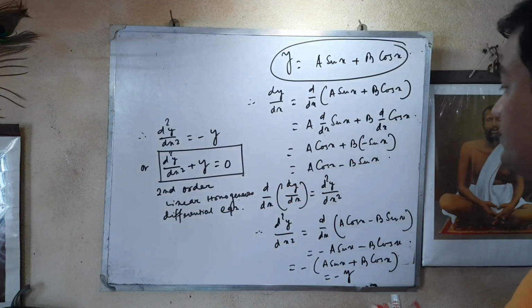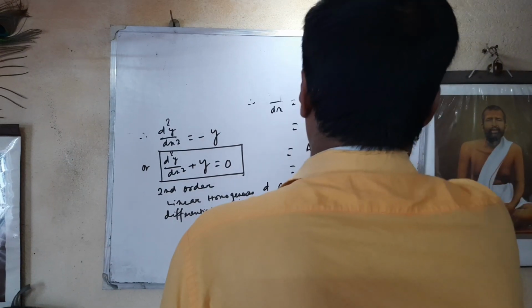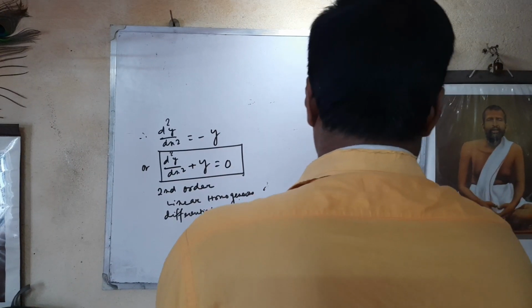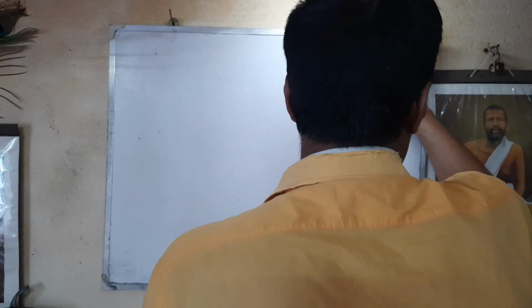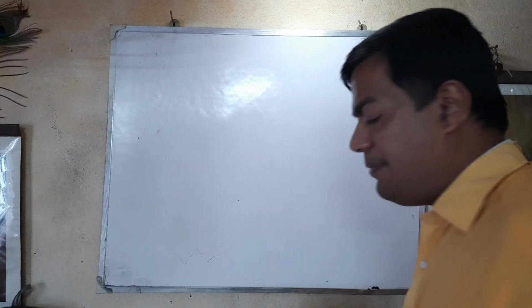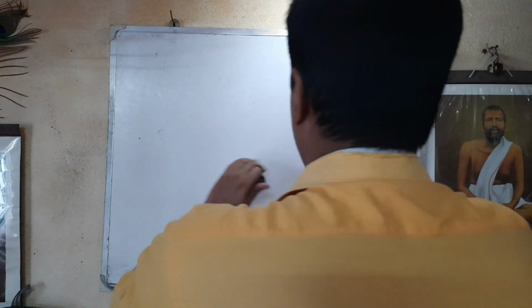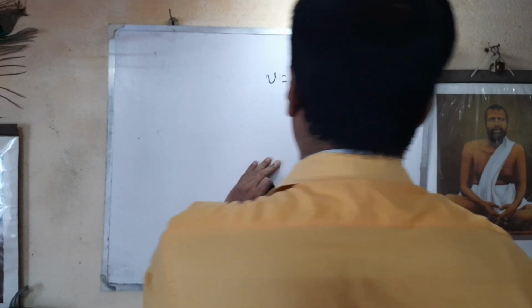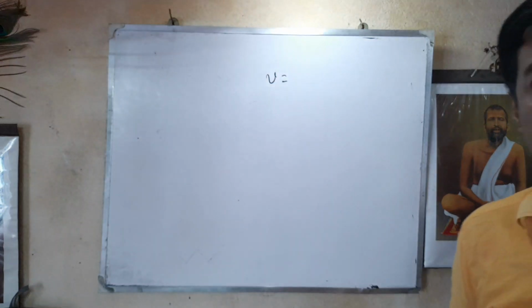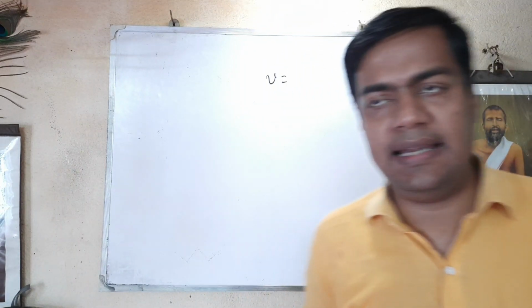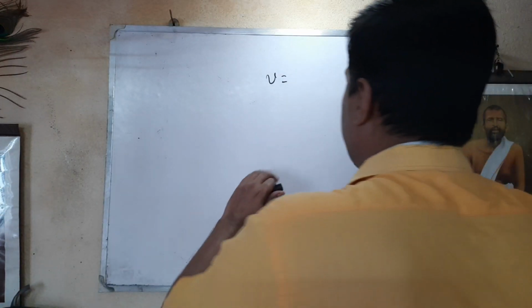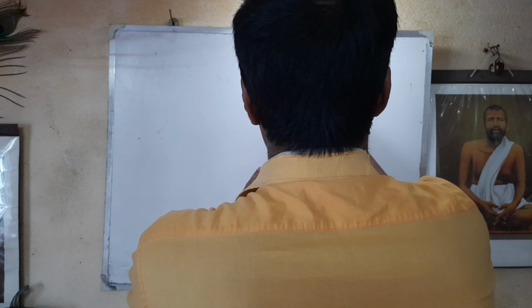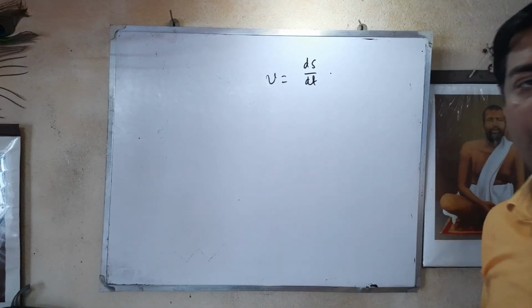Now in physics we shall have several applications of second order differentiation. Say for example, we know velocity. What is the velocity? The time rate of change of displacement of a moving particle. The particle may move along a straight line, or along a curve, or in a plane. So velocity is ds/dt.